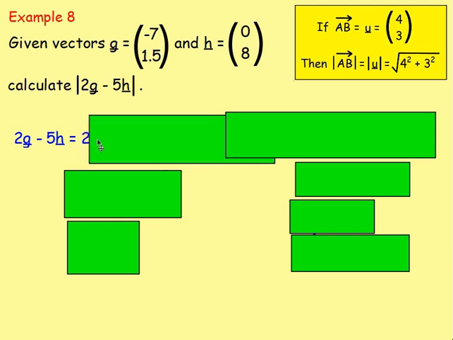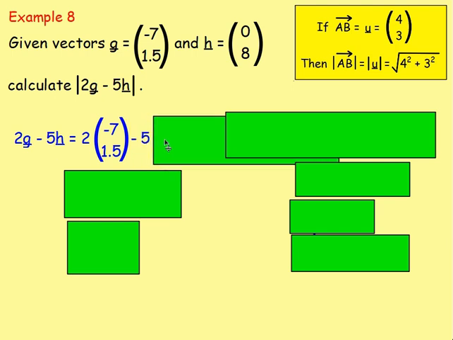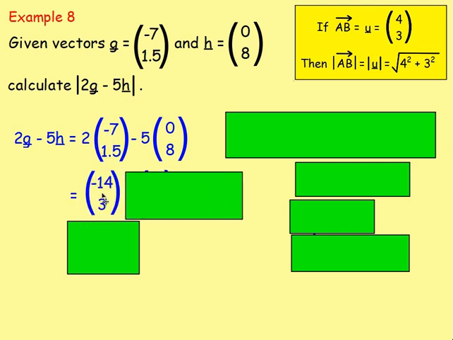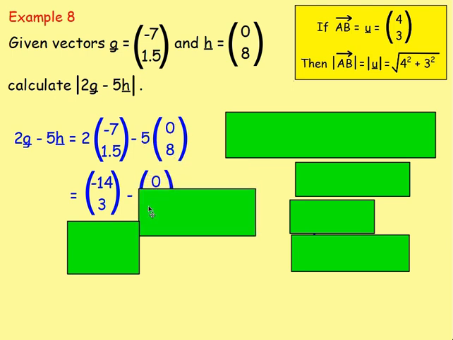How do we get the 2g take away 5h? Well, 2g means we're going to have 2 times vector g. So it's 2 times the negative 7, 1.5. And we would be taking away 5 lots of vector h, which is the 0, 8. 2 times vector g is 2 times the negative 7 and 2 times the 1.5. So we'd get negative 14 and 3. If we multiply the 0 and the 8 both by 5, we would still have 0 in the top, but we would have 40 on the bottom.